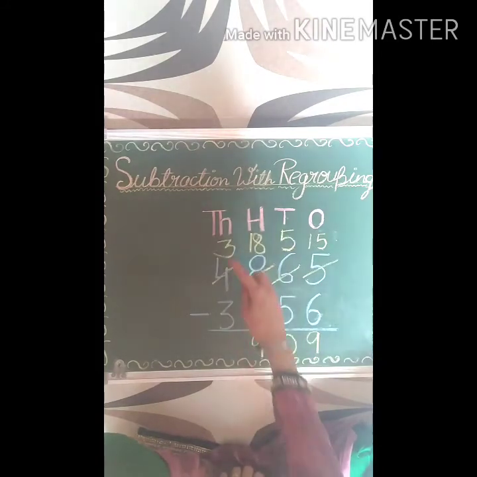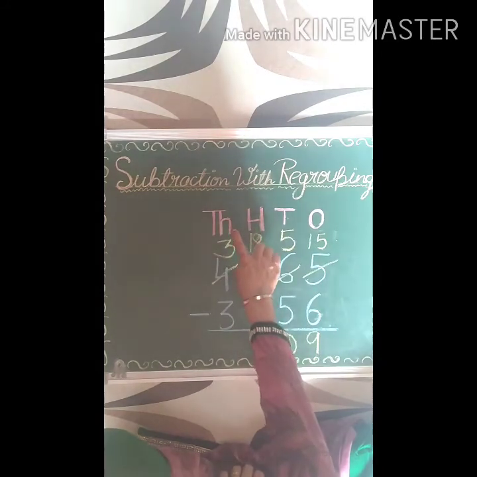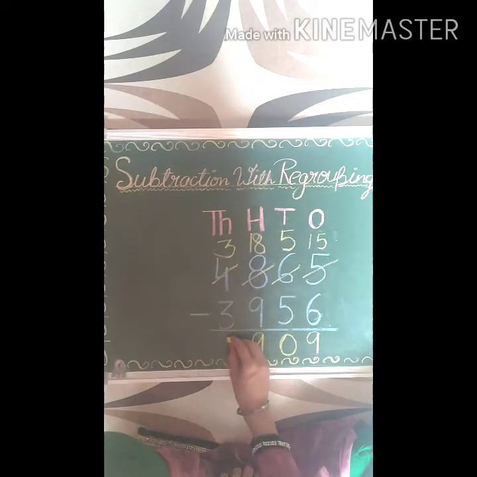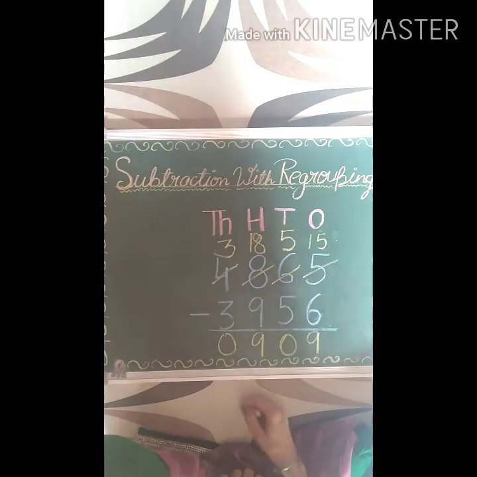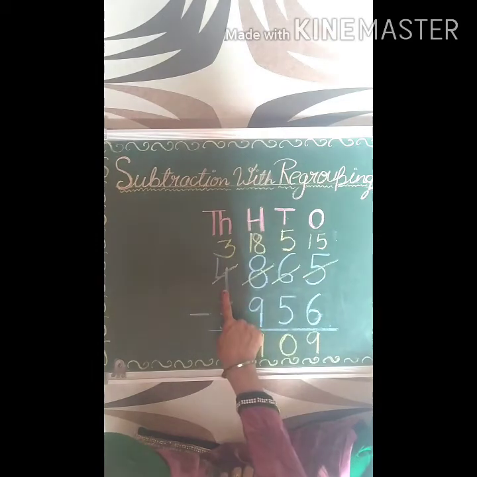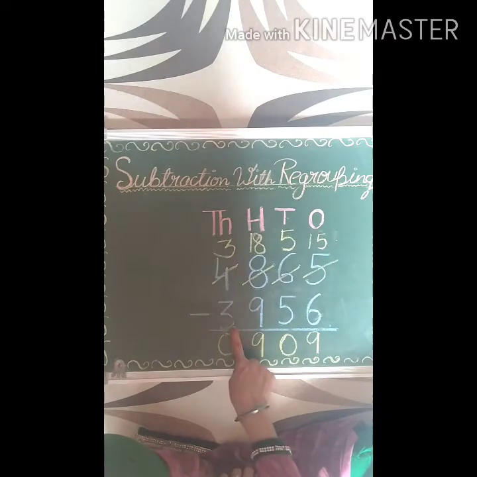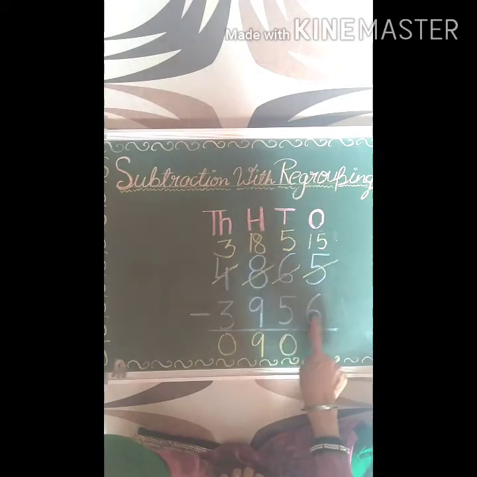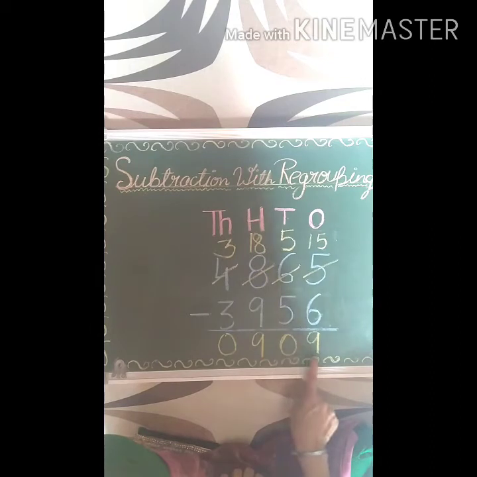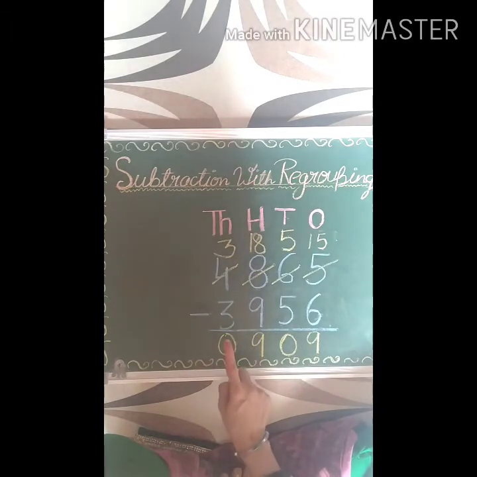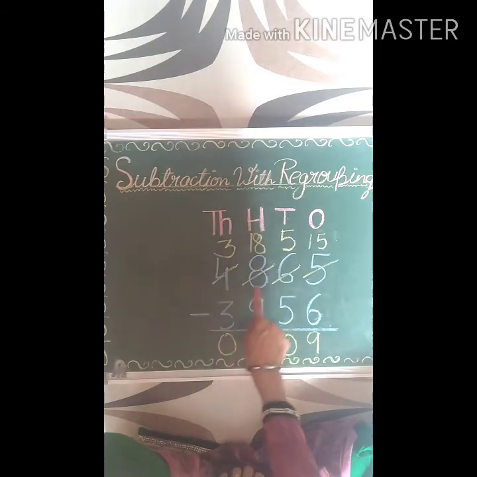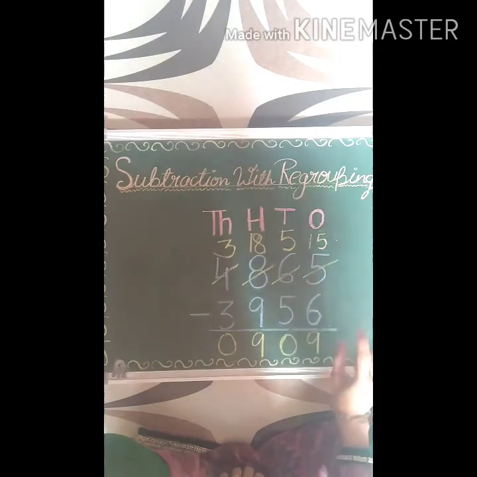Now move to the left side at 1000 place. 3 minus 3 again possible and difference is 0. So we can say that the difference of 4865 minus 3956 is 909, because we have already discussed in previous video that 0 at left side is meaningless, but 0 at right side is very powerful.